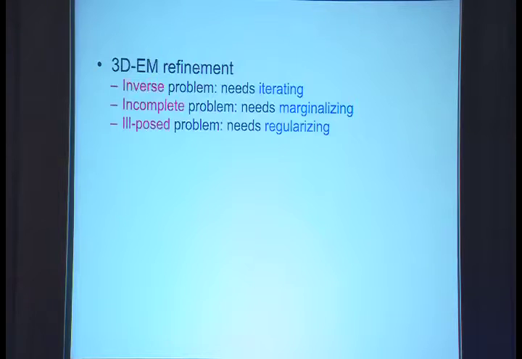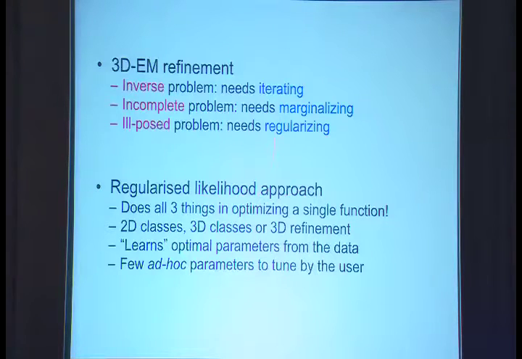So to summarize, in 3D EM refinement, we have three problems: inverse, incomplete, and ill-posed, and we can deal with each of these by iteration, marginalization, or regularization. So in RELION, all these things are done in a single function; you can do 2D and 3D class averages and 3D refinement. One of the more important things is that the program learns all these optimal parameters from the data, so the users don't need to do a lot. Taking a lot of control out of the users makes things much more reproducible, one could say.